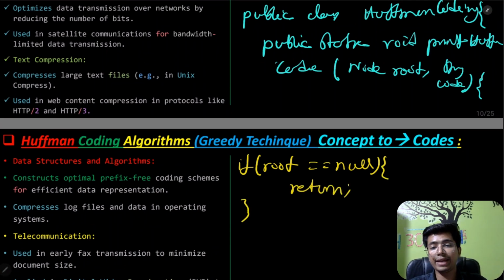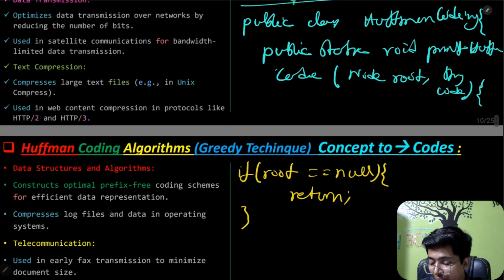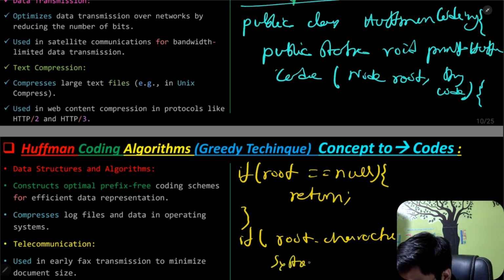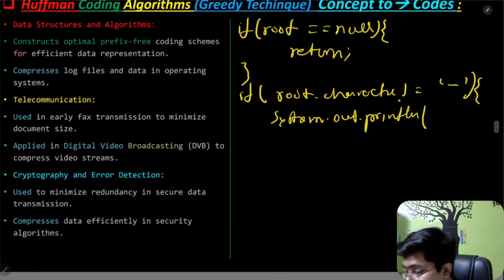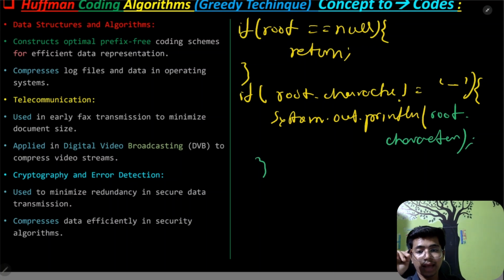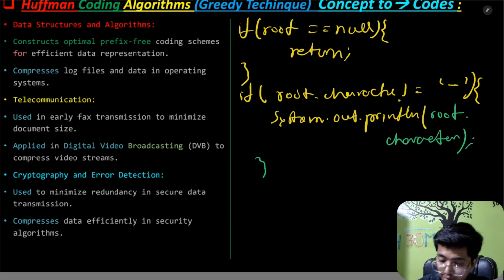Okay, now we will check if root is not null, the second criteria. If root.character is not equal to this, we print with System.out that there is an actual character, root.character. Now we have printed the main things, and this we have to print for all the nodes. For that we'll simply use recursion, in a way that the elements will start ending. So for that we'll apply recursion.